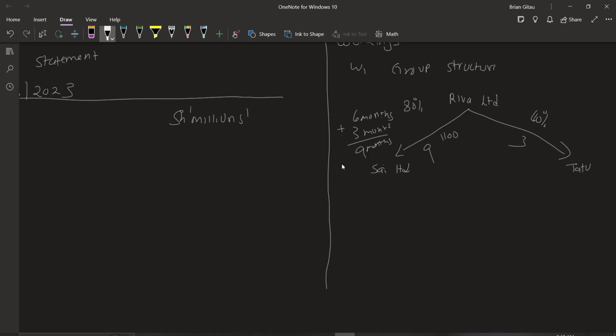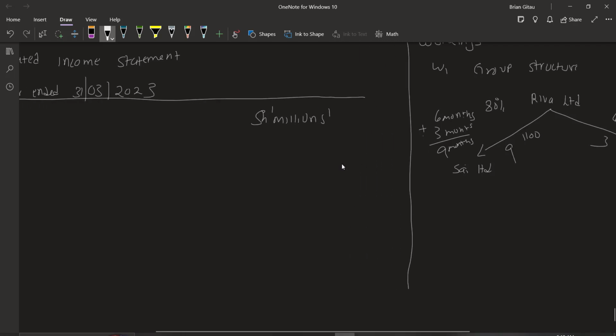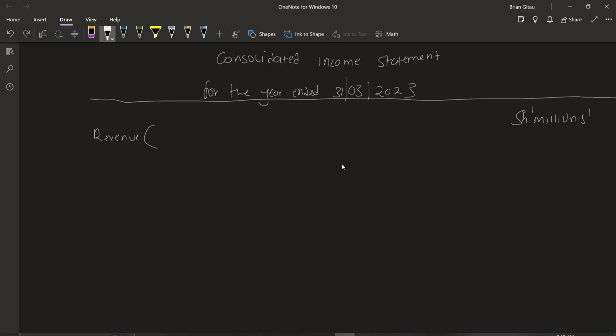So once we have that, then we can go ahead and prepare our income statement. So the revenue in this case was 4190 for the holding company plus 2600 times 6/12 minus the intercompany sales of 300. So this is giving me 5840. So remember, this should not be 6/12 but 9/12.